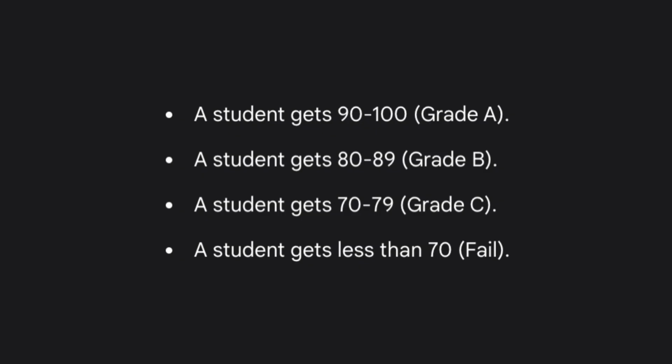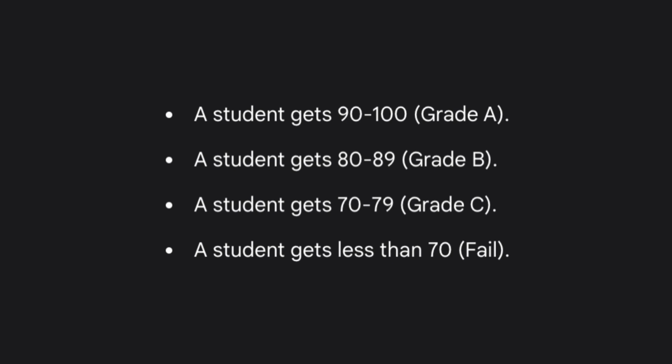Imagine a grading system. A student gets 90 to 100, grade A. A student gets 80 to 89, grade B. A student gets 70 to 79, grade C. A student gets less than 70, fail. This is 4 different outcomes. How do we structure our code to check all these possibilities efficiently?